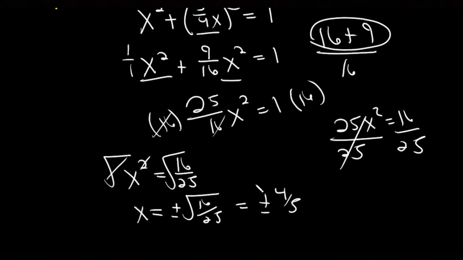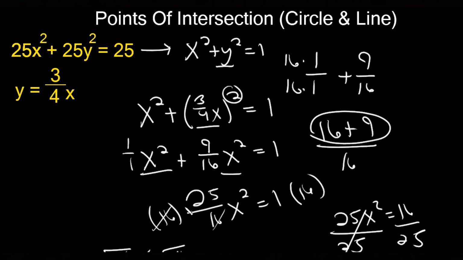I have x is equal to positive 4 over 5, and then I have x is equal to negative 4 over 5. Now I have to get my y values, and I'll have my 2 points of intersection after I do that. So how do I get my y values? Well, you go back up to the original equations, right? And you want to pick the easier of the two. So I'm going to pick this equation right here.